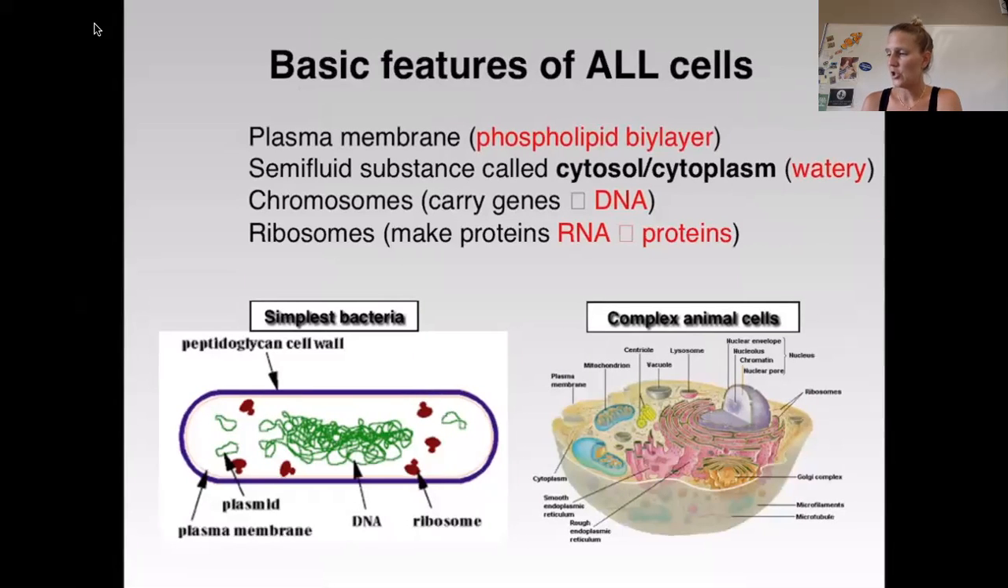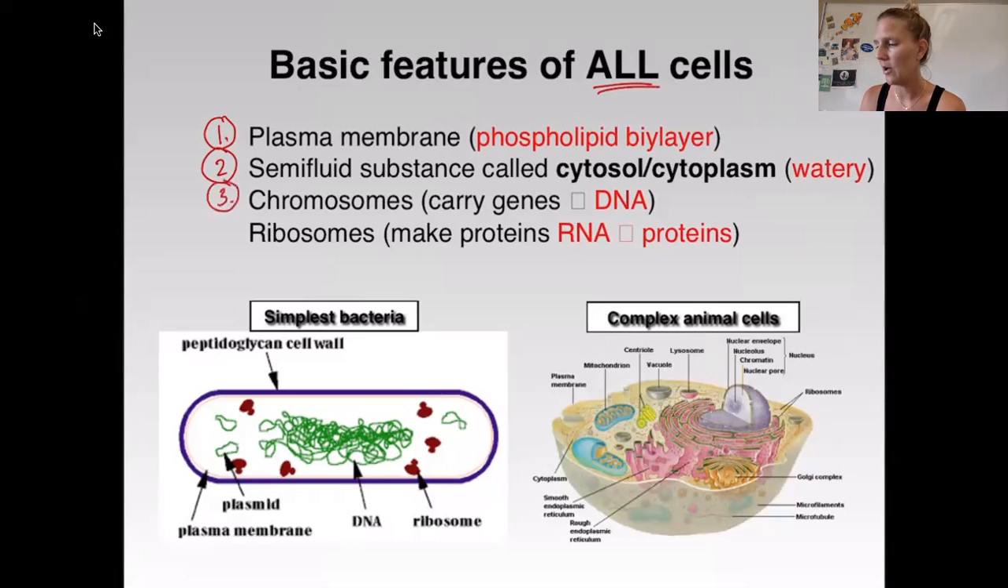So the basic features of all cells, right? So every single cell on this planet has these four things. Number one, a plasma membrane, which is a phospholipid bilayer. Number two, an aqueous environment on the inside. It's called a cytosol or a cytoplasm. I use those words interchangeably, so you might hear me say both, but it's the watery environment inside of a cell.